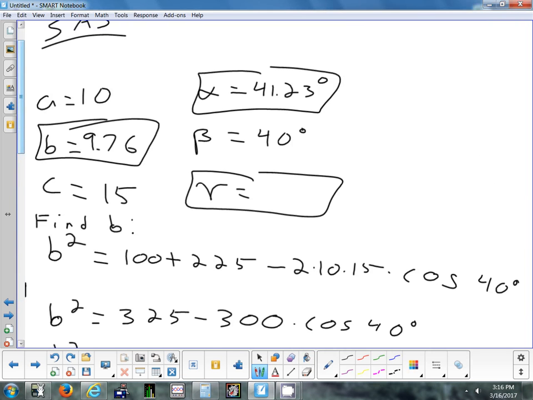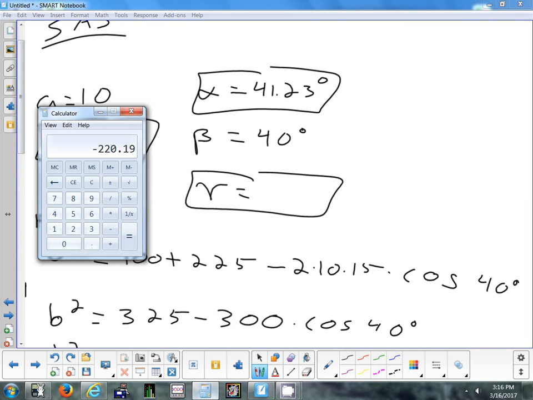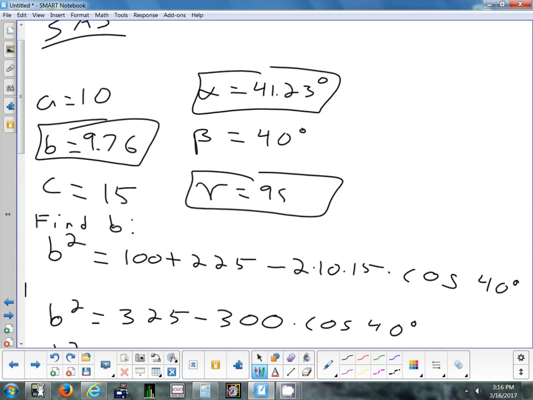If you're doing a side-side-side problem, you would have to do it again. You have to, because you're missing all the angles, so you have to do it at least twice. And then you can add up and subtract from 180. So we add these up, we get 81.23. So 98.77.